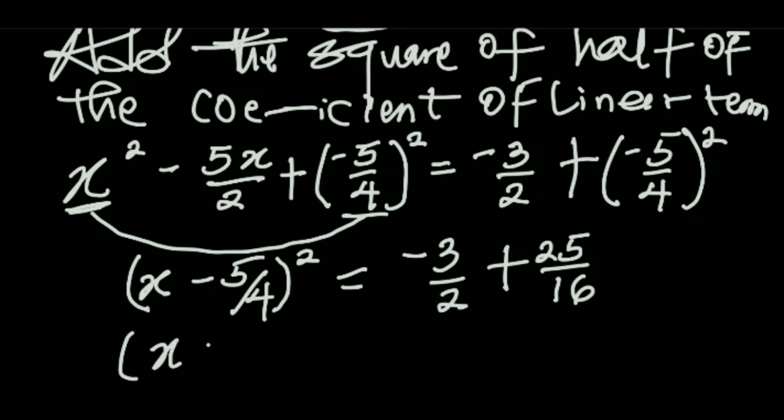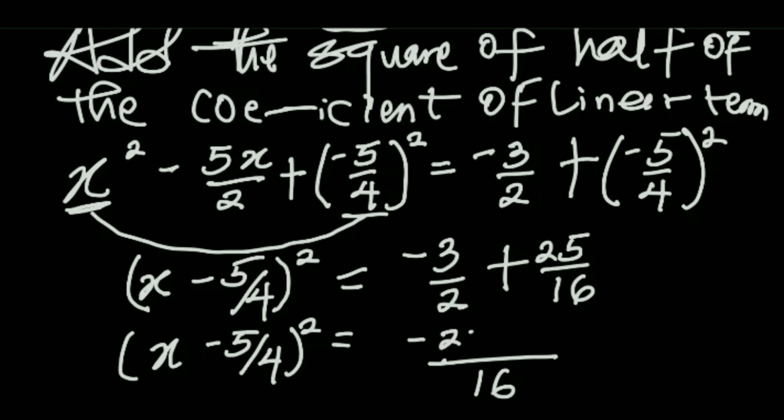So, we continue to solve this further. This is x minus 5 over 4 squared equals, we are adding up this fraction, the LCM of 2 and 16, that is 16. 16 divided by 2, that is 8. 8 times minus 3, minus 24, plus 16 divided by 16, that is 1, times 25, that is 25. And this gives a value of 1 over 16.